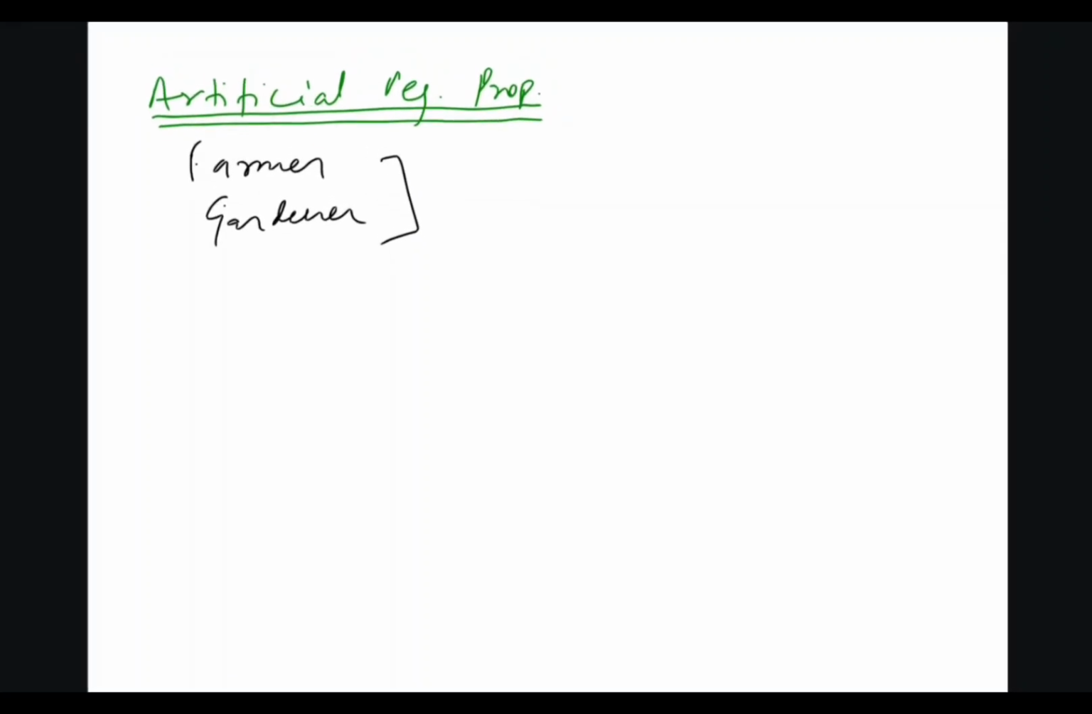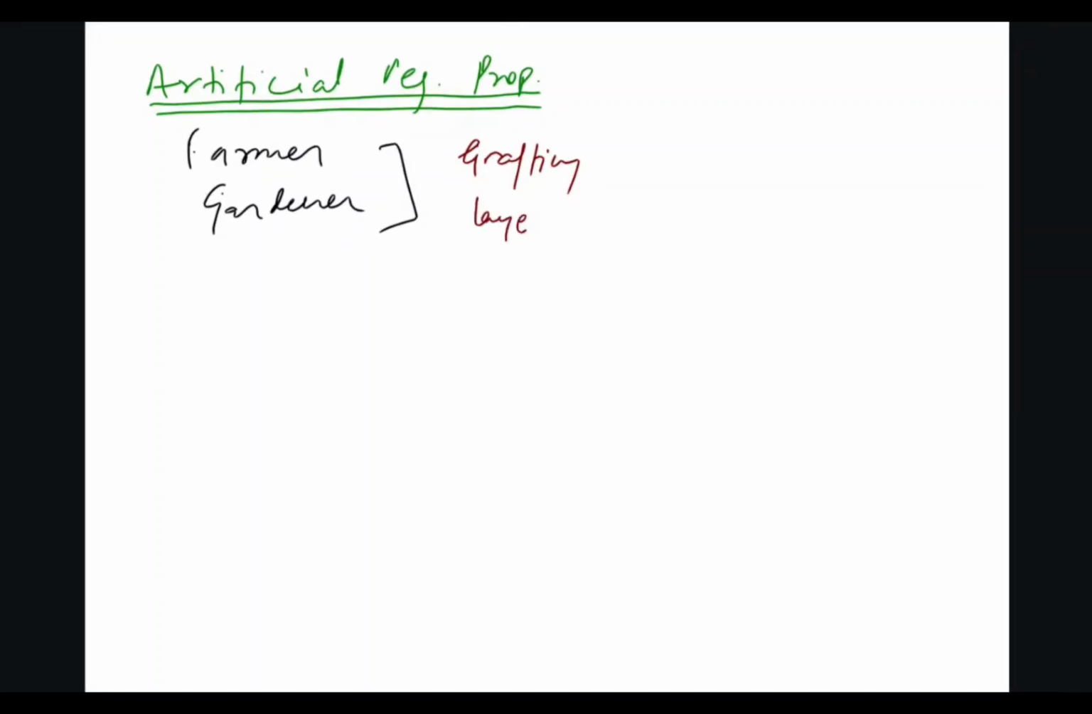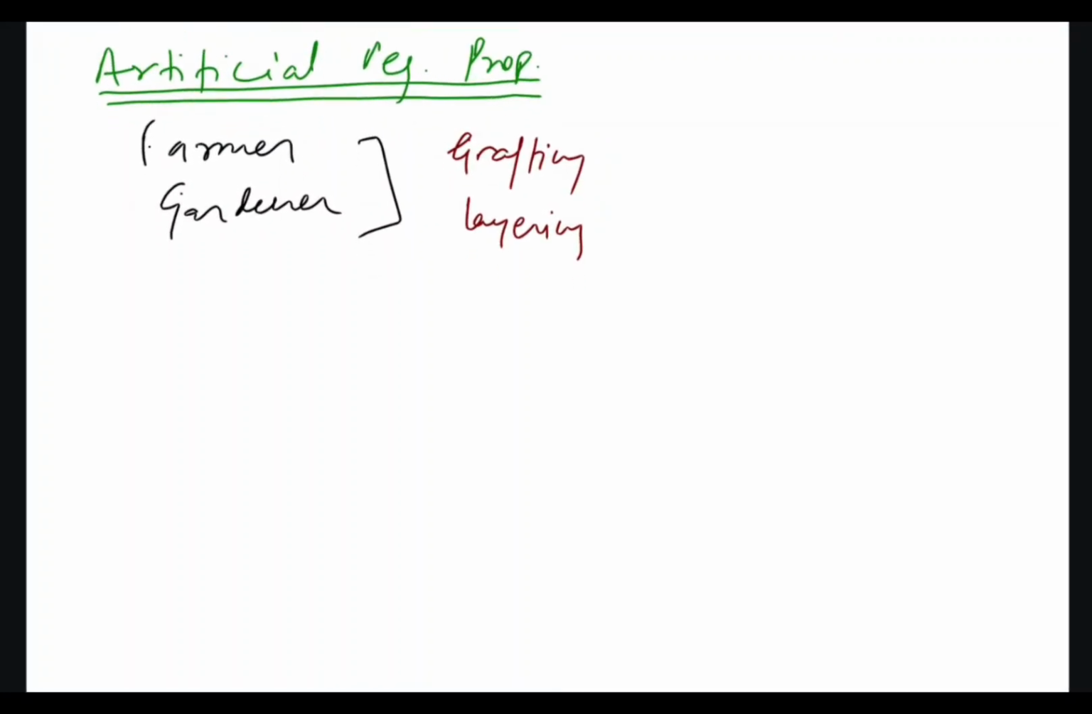And the methods are grafting, layering, right? You have grafting, you have layering, and then you have cutting, and tissue culture is there, right? Cutting is there, tissue culture is there. So all these methods are used for artificial vegetative propagation, right?